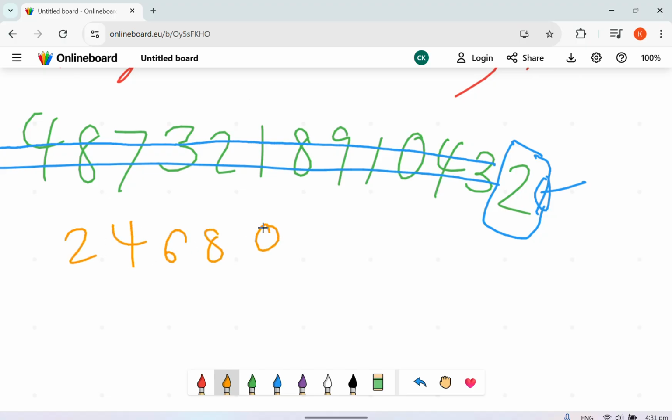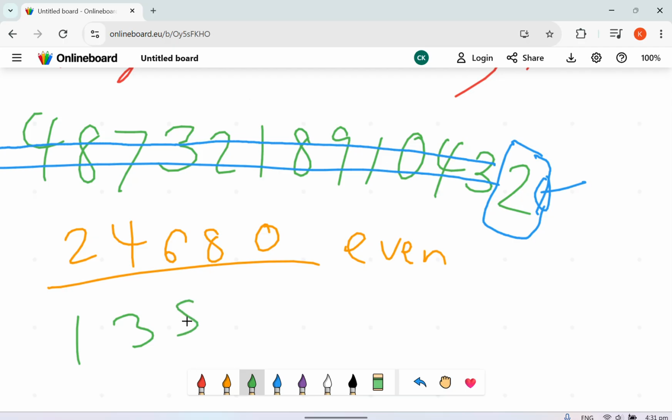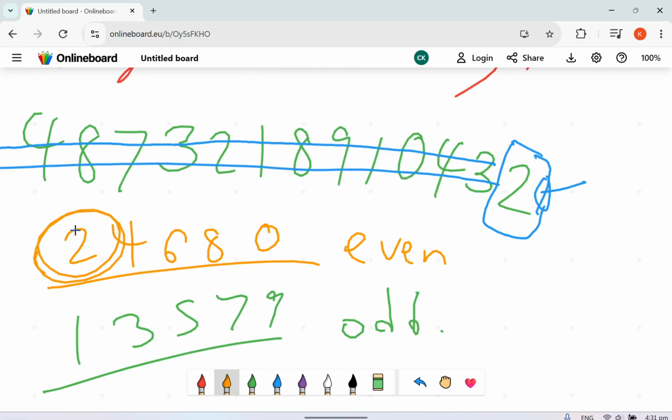So, we all know these are the 5 digits that are divisible by 2, that are even. And these are the 5 digits that are not, that are odd. So all you need to do is just look at this last digit. Think about it. Is it even or odd? And we obviously see that it is even, right? So this entire thing is even, is divisible by 2.